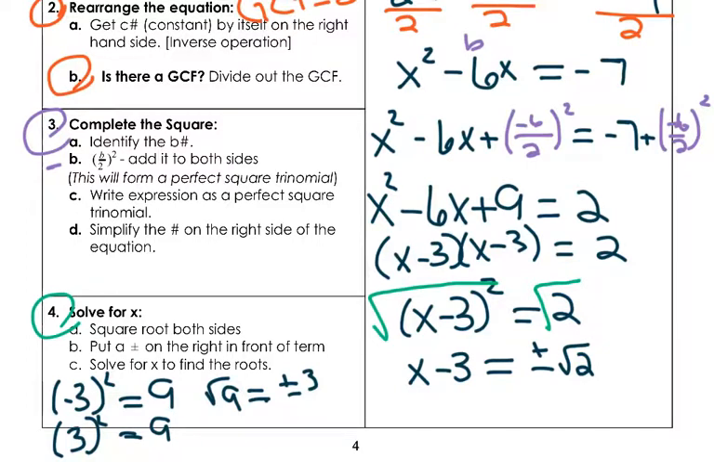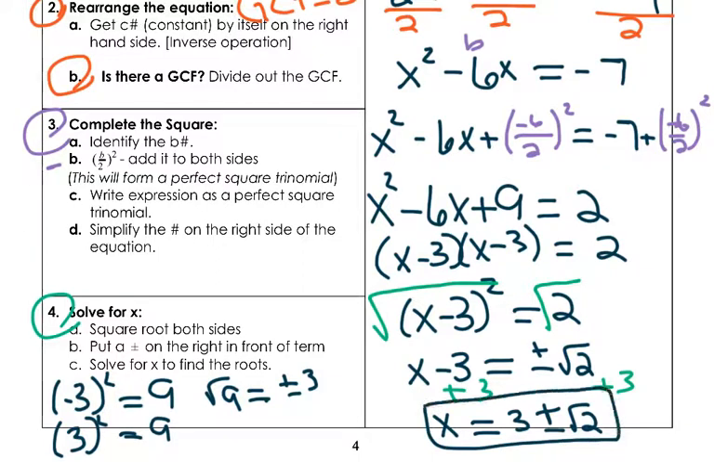And then since they're asking us to solve for x, we're looking to get x by itself. So we're going to have to add 3 to both sides. Then we would have x is equal to 3 plus or minus square root of 2. That would be our answer.